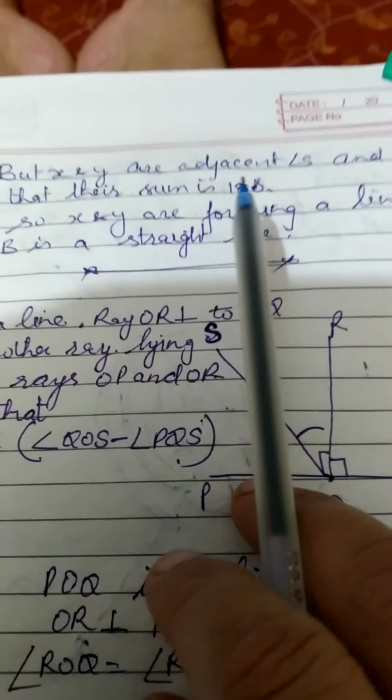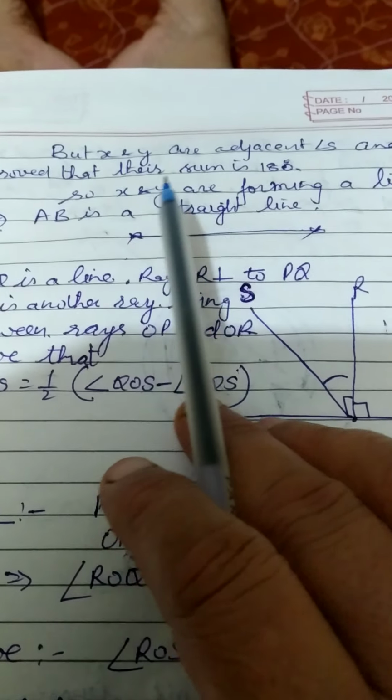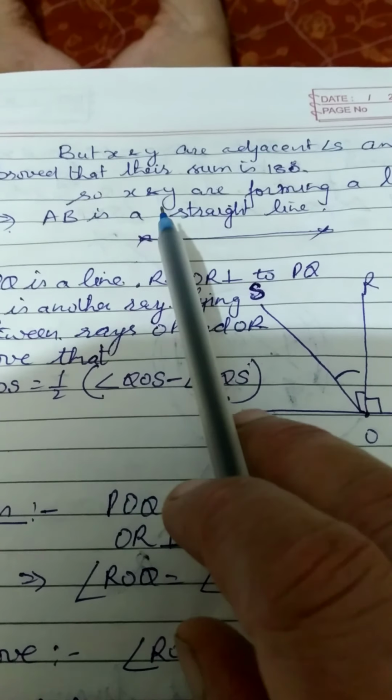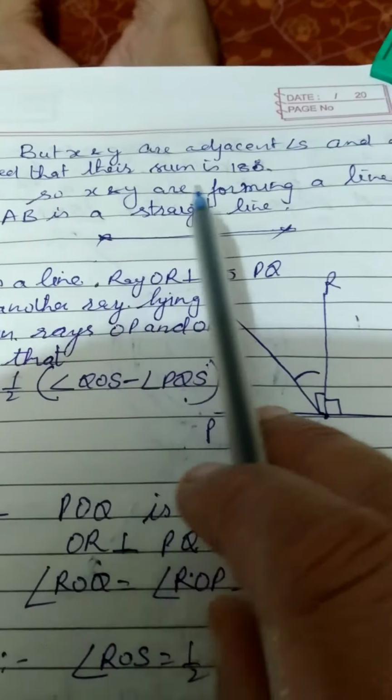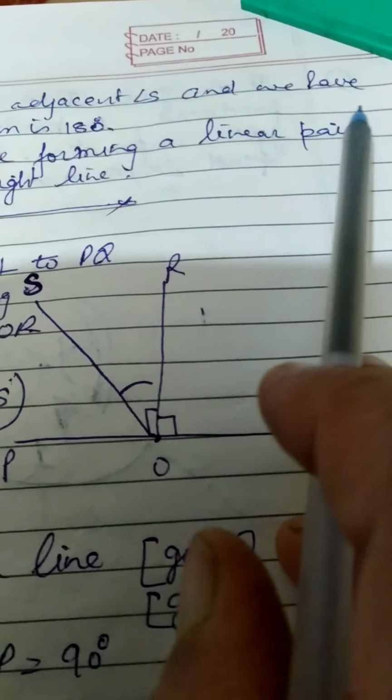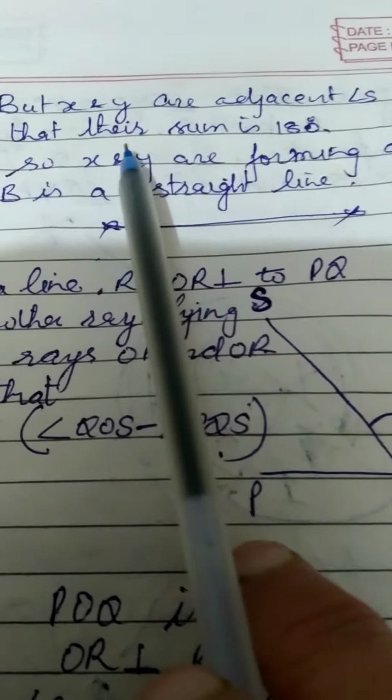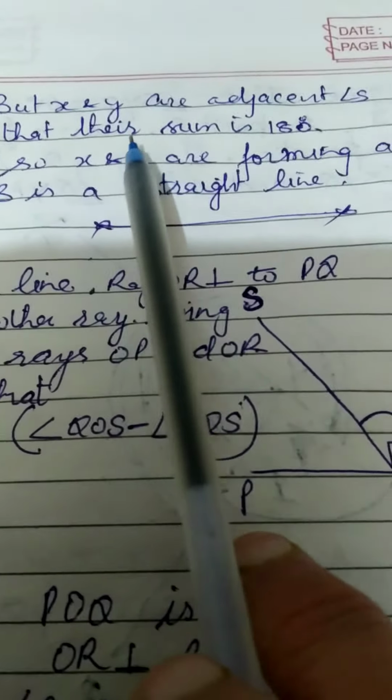But these are forming a linear pair. If the sum of angles of linear pair is 180, then it is on a straight line. Then the adjacent angles are on a straight line. But x, y are adjacent angles and it is proved that their sum is 180. So x and y are forming a linear pair. Therefore AB is a straight line.